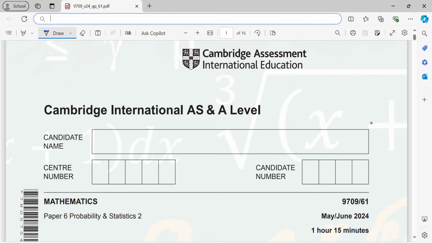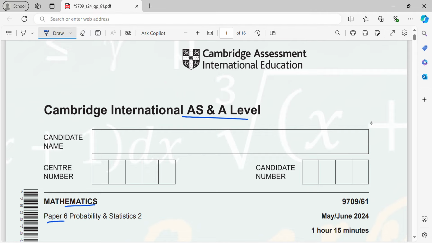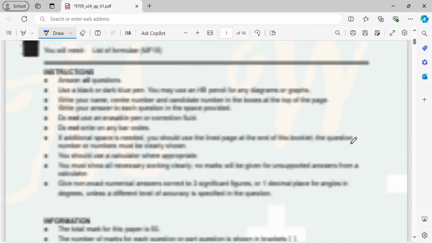This video is to discuss Cambridge International AS and A-Level Mathematics Paper 6, which is Probability and Statistics 2 for May-June 2024, and the code is 9709/61. Let's get started.